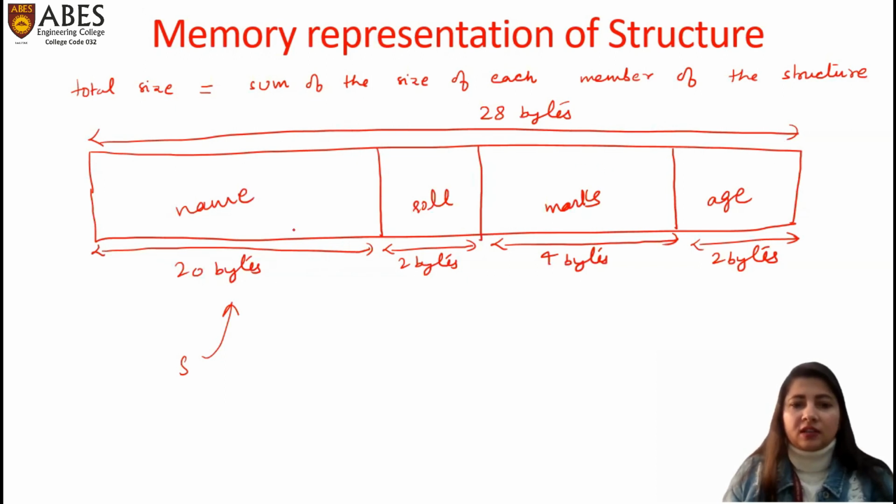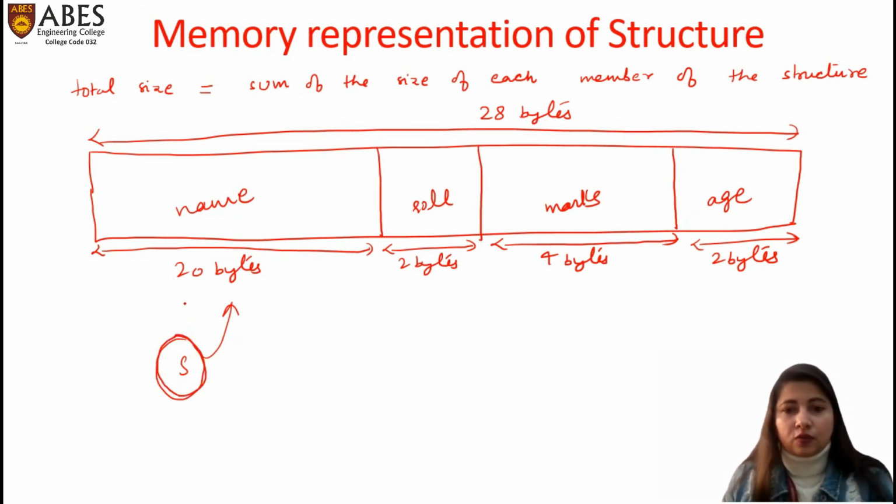So as we can see here, each and every member has its own unique memory space, and all the members can be active simultaneously in the case of structure. And we have stored multiple types of information in a single variable, that is structure variable S. So this is the advantage of structure. That means we can store different types of information in a single variable.